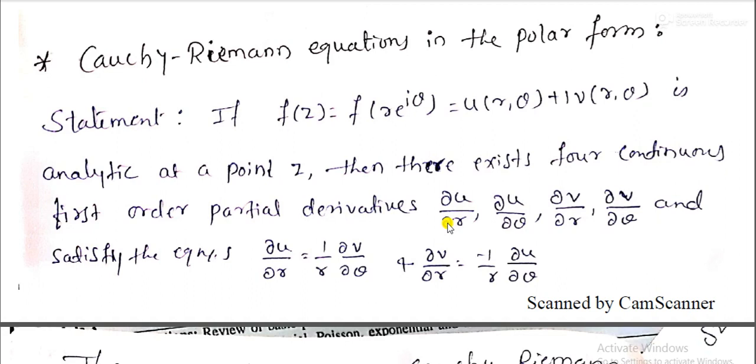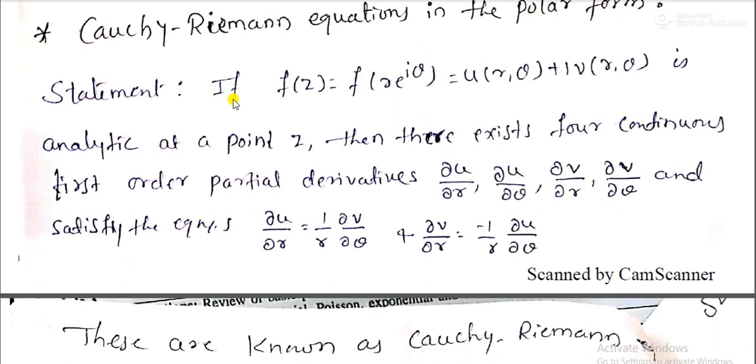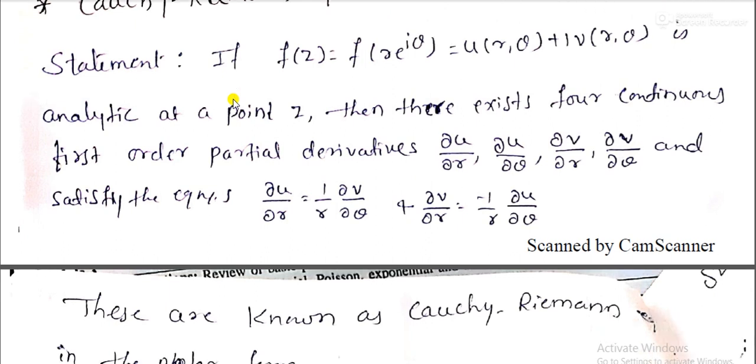So today we are discussing the CR equation in the polar form. In the last video we discussed the CR equation in the Cartesian form, and today we are discussing the CR equations in the polar form. CR means Cauchy-Riemann equation in the polar form. This is also very important. First the statement, and then you can see the proof.